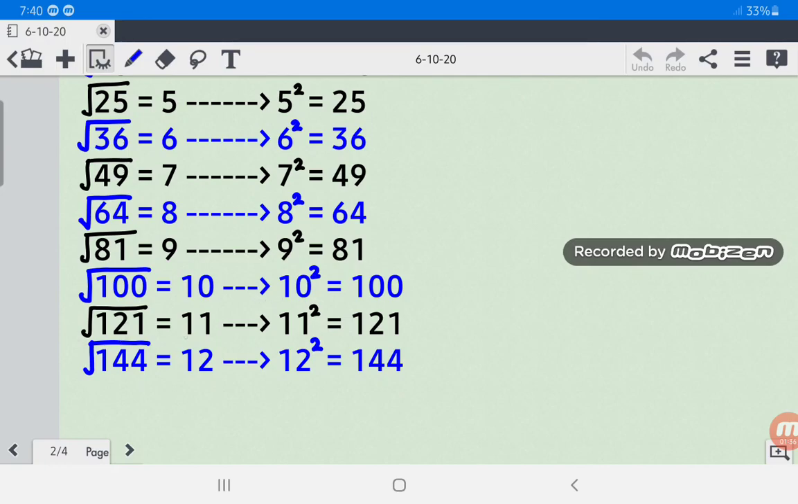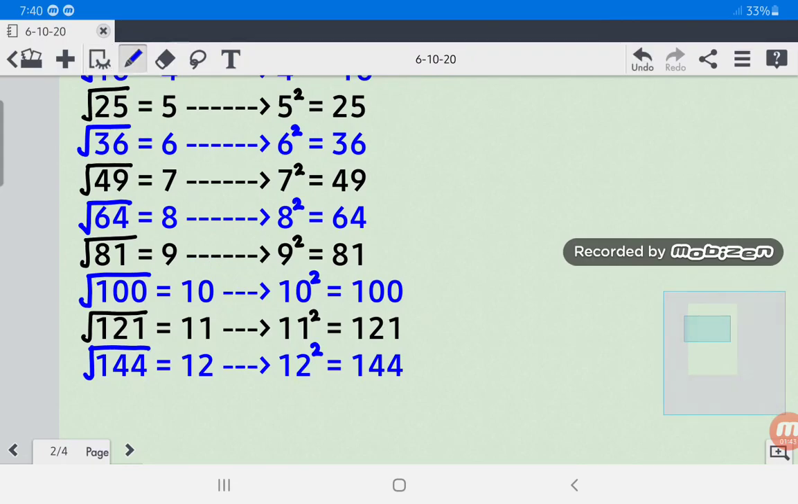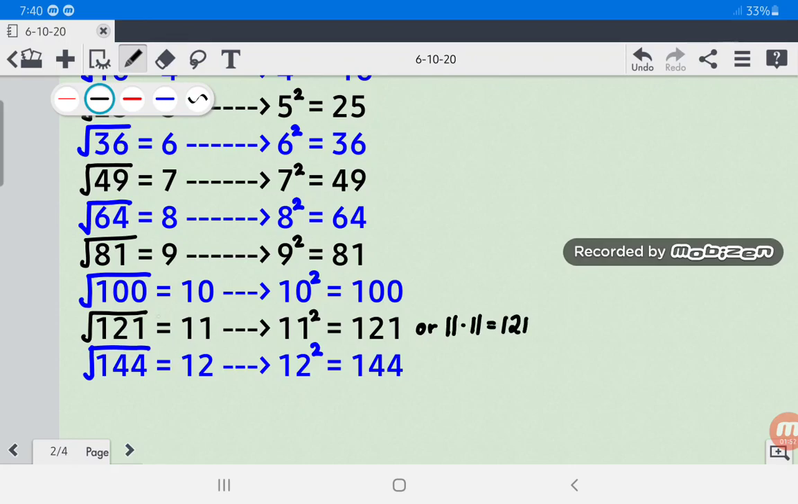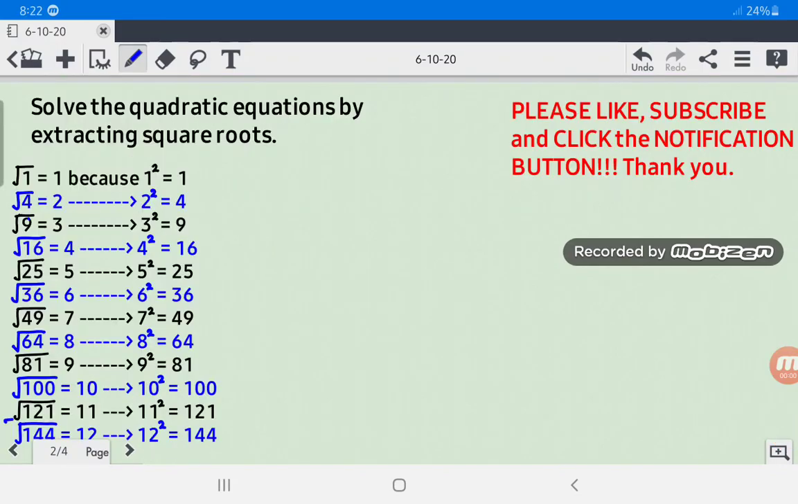Square root of 121 is equal to 11, because 11 squared is equal to 121, or 11 times 11, that is 121. Then square root of 144 is equal to 12, because 12 squared is equal to 144, or 12 times 12 is equal to 144. Okay, let us have an example number 1.